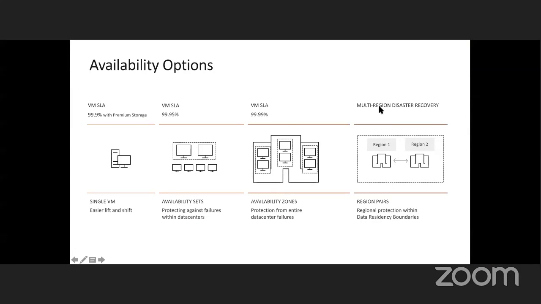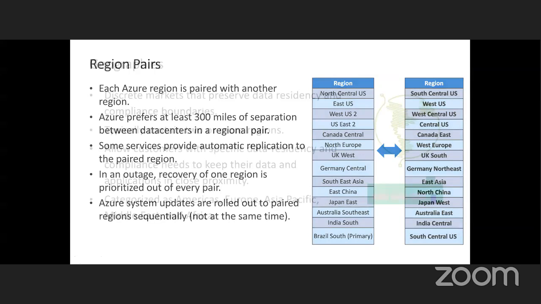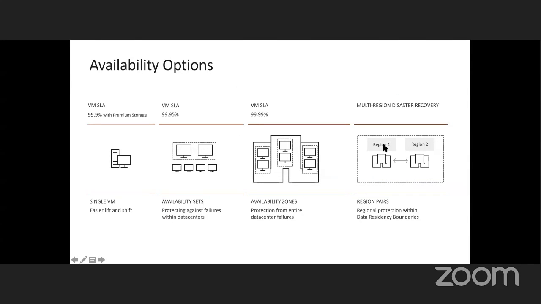Now, when you have multi-region disaster recovery, region pairs give regional protection within data residency boundaries. So here we have region 1. Let's say that we have North Central US, the first region, and then I have a pair, South Central US, right here. Okay, North Central, South Central, just an example. And then this one is going to be standby for failover, disaster recovery. And then this is going to be active and passive. Okay, so that's going to be active, passive.